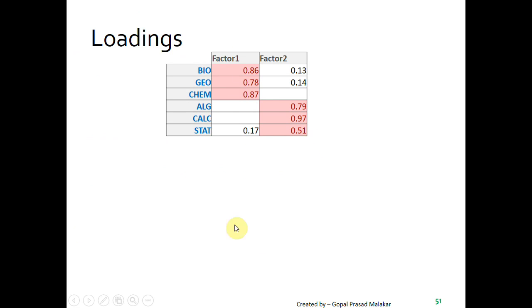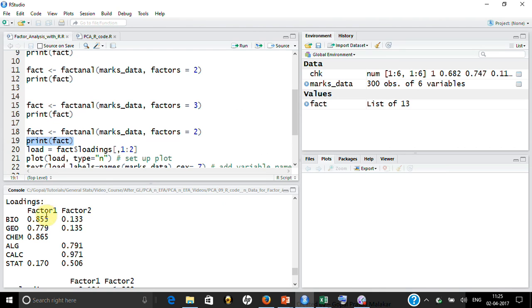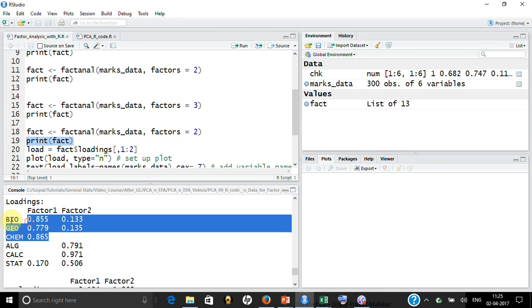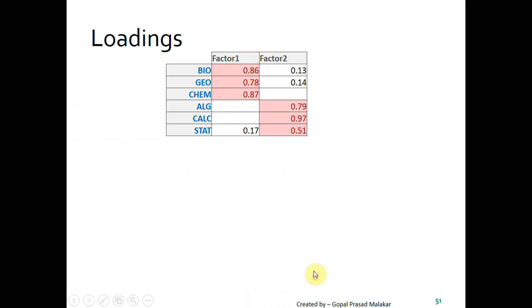If you look at the way it appears in R, factor 1 has huge loading of these 3 variables, bio, geo, chem, and factor 2 has huge loading of these three variables: algebra, calculus and stats. What is this? It is the correlation of the variable with the factor. So what is the correlation of biology with factor 1? What is the correlation of biology with factor 2?